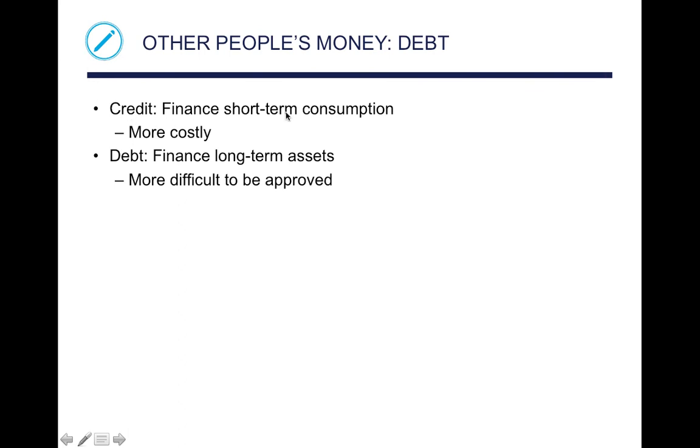Credit finances short-term consumption and is more costly. Debt finances long-term assets and is more difficult to get approved. So debt is a car or a house. And credit is for short-term consumption: credit cards, lines of credit for going to buy things at the mall.